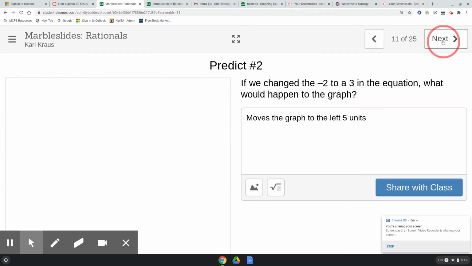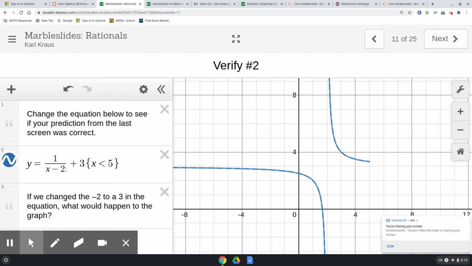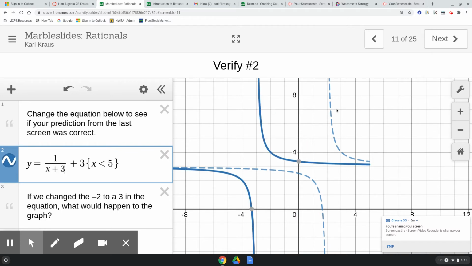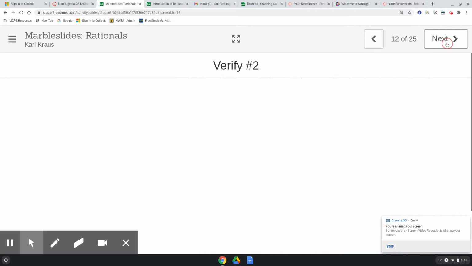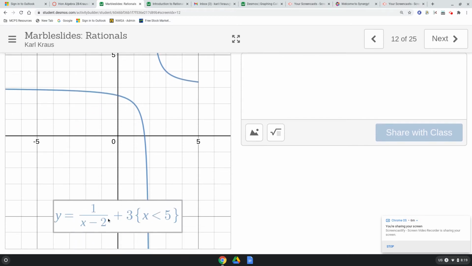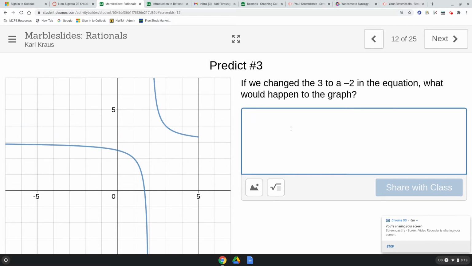On the next slide, they want you to go ahead and do it. So right here, we make this a +3. The dashed one is the original, and then move the graph 5 units to the left. If we change the 3 to a -2, so y = 3 would be the asymptote. So if we change this -2, it would be y = -2. So it moves the graph down 5 units.